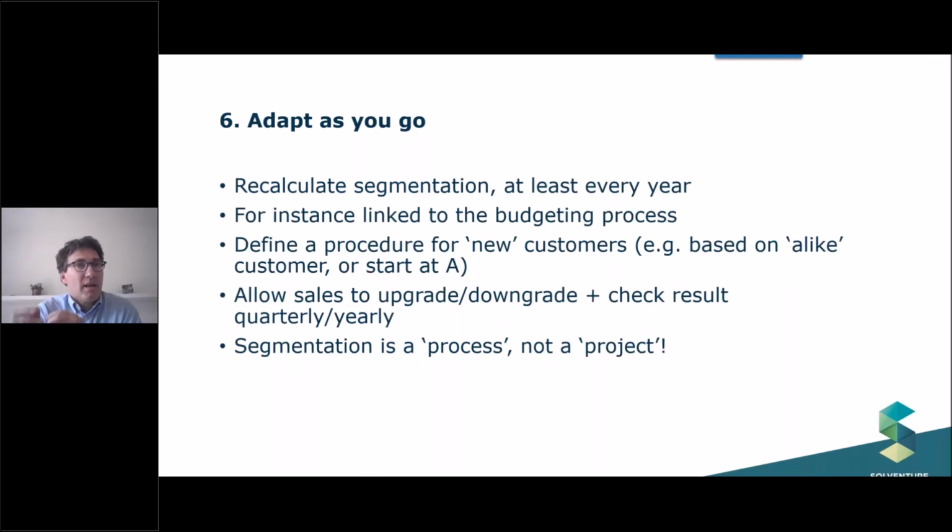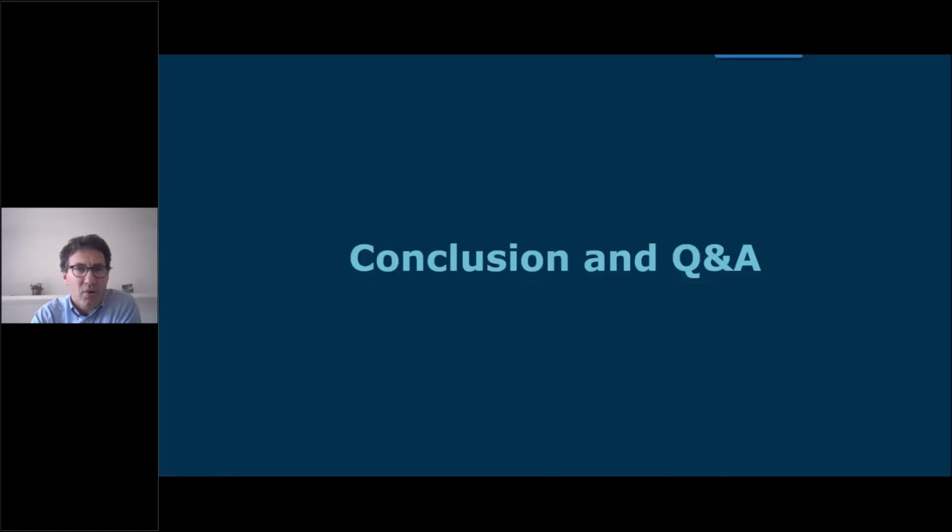And then I believe that's my last remark. Be flexible over time. That means a segmentation is never finished. So recalculate it at least once every year. Revise it typically during the budgeting process, so that it becomes rather a process than a project.